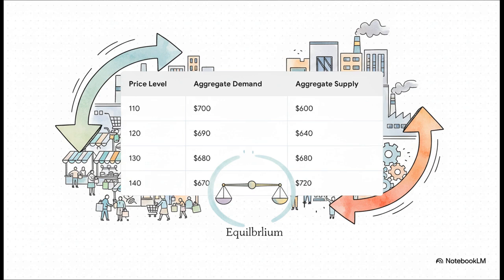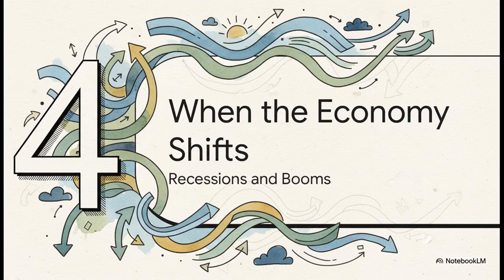But as you go down the table, you hit this magic number. At a price level of 130, the amount people want to buy, $680 billion, is a perfect match for what firms want to produce. That's it. That's our equilibrium. But here's the really crucial point. That equilibrium point isn't set in stone. It moves. And understanding why it moves is the absolute key to understanding things like recessions and booms.